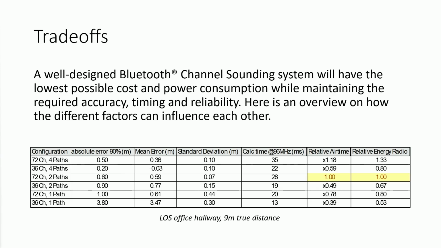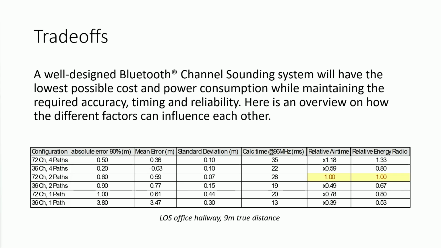So what I told you before, we think the best trade-off would be using 2 antenna paths and 72 channels, because everything goes down a little bit, but the accuracy, if you're looking at this distance and comparing it to the 72 channels and 4 antenna paths, it's very similar. So that's the best that we see.